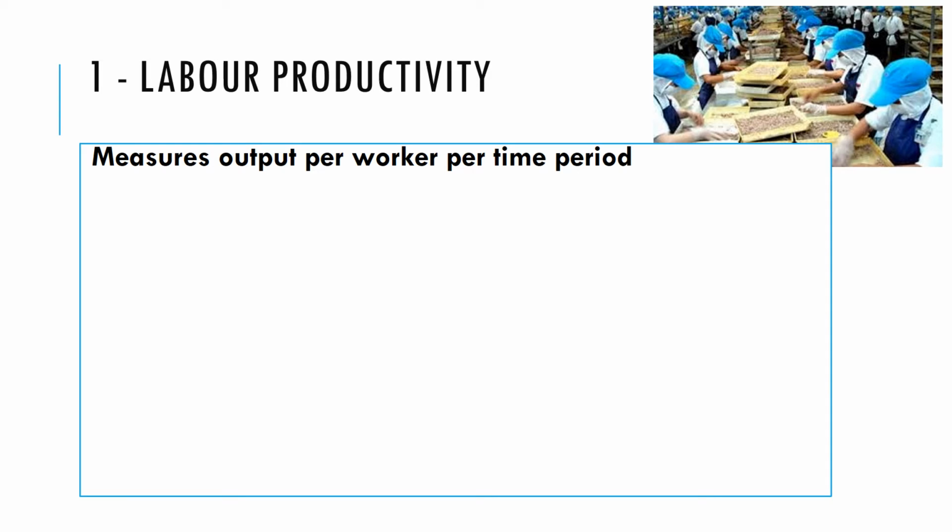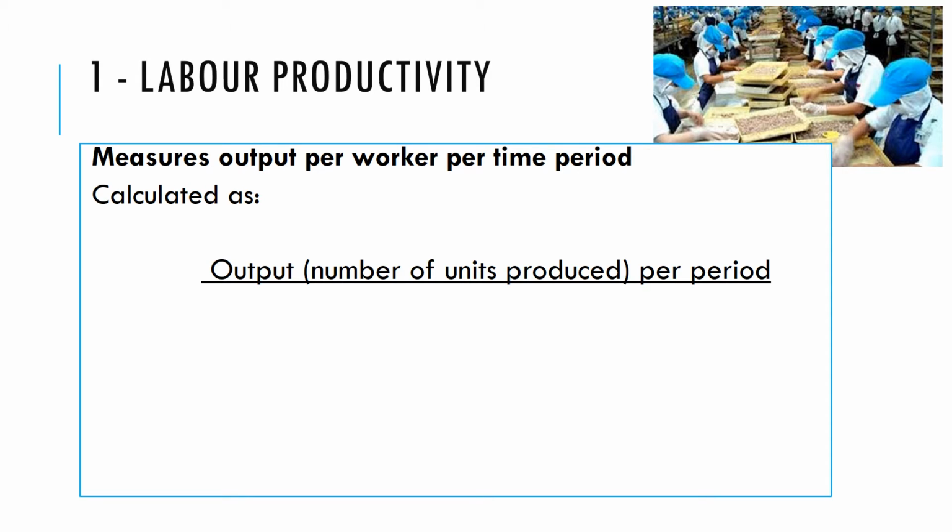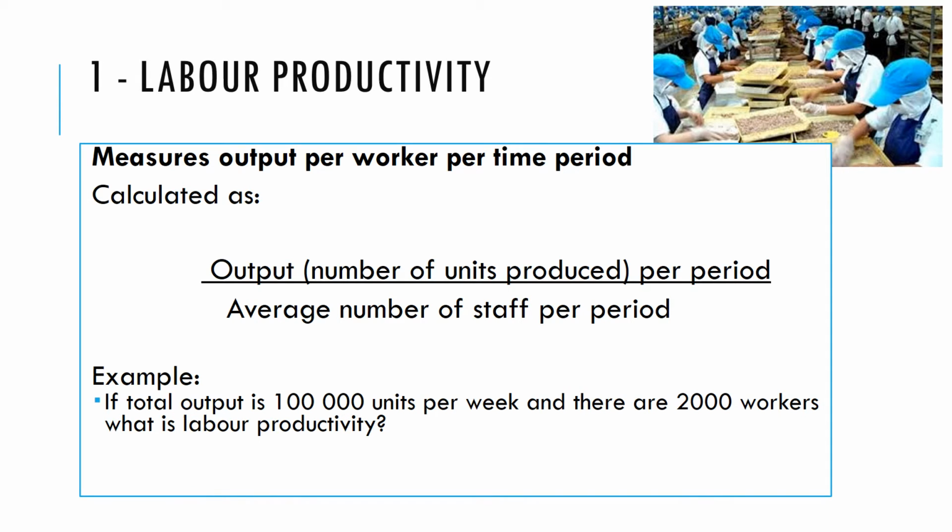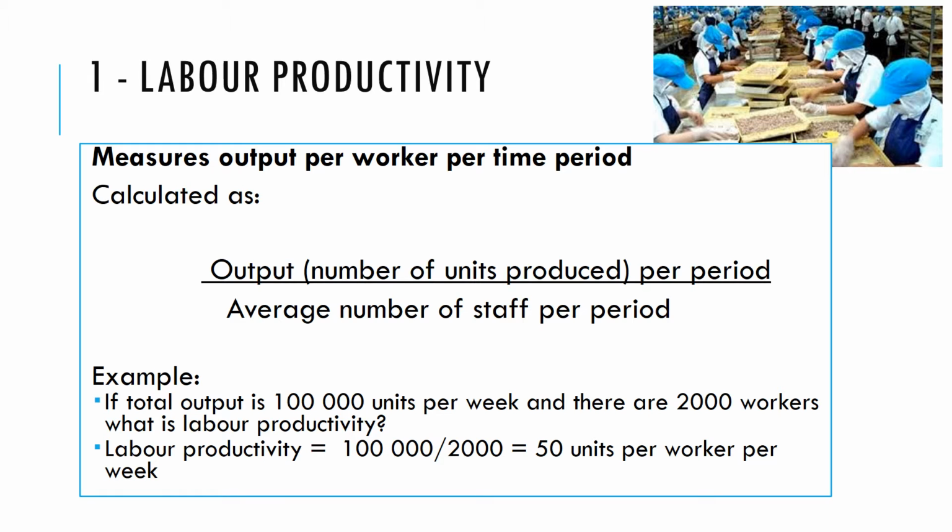So labor productivity measures output per worker per time period. And we calculate it using the formula output per period, so the number of units produced in a given time period, divided by the average number of staff for that period. So for example, if the total output in a period is 100,000 units per week, and there are 2,000 workers on average for that week, what is the labor productivity? What is the output per worker? Well, it's simply 100,000 divided by 2,000, so 50 units per worker per week.